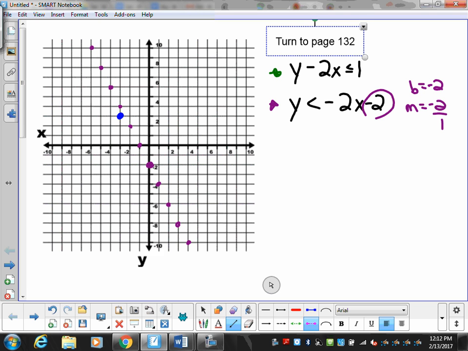The blue dot is the point -3, 3. It's the one they ask us about as a solution.